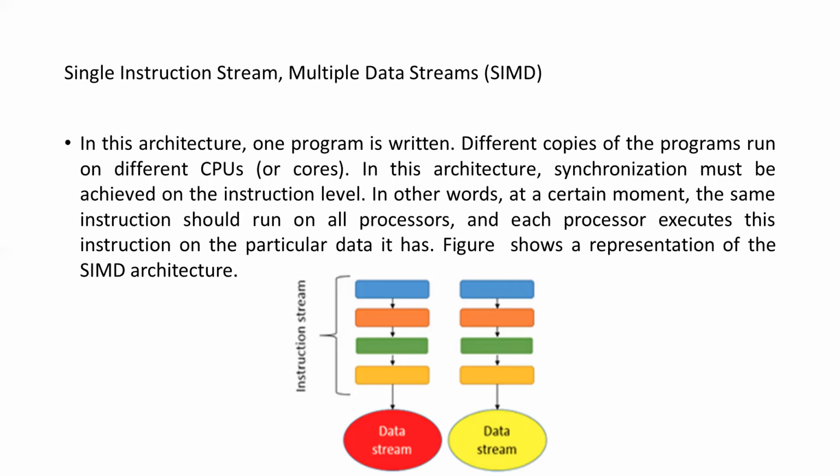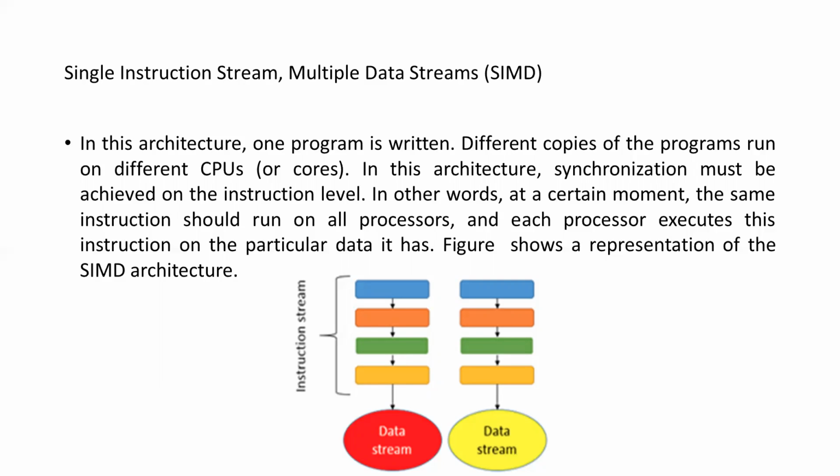In this architecture, one program is written, and different copies of the program run on different CPUs. Synchronization must be achieved at the instruction level. In other words, at a certain moment, the same instruction should run on all processors, and each processor executes this instruction on the particular data it has.